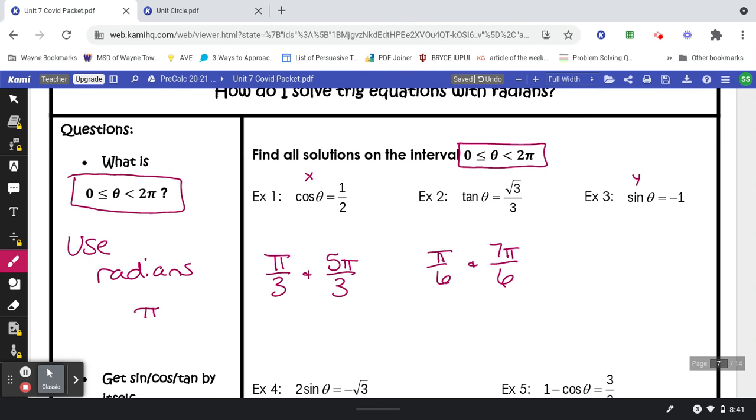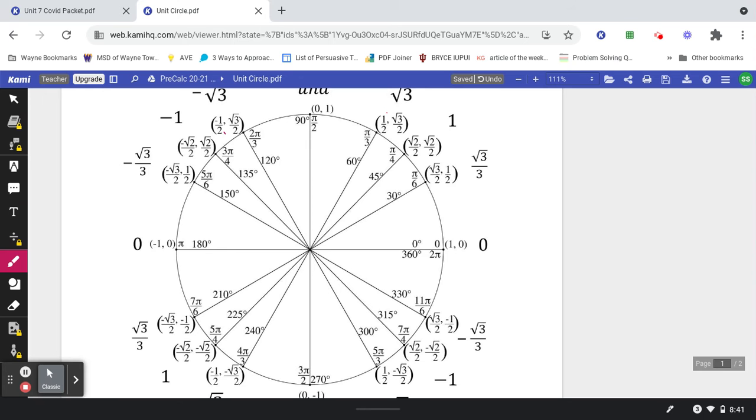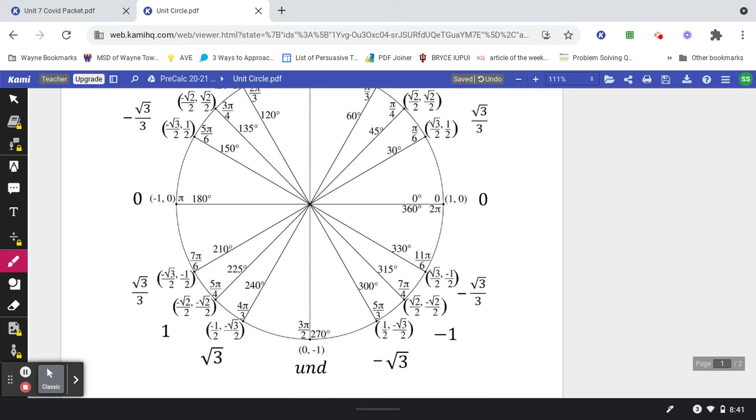Example number 3 is the y value, sine, where is y -1? So you look to your unit circle. Y is -1. That actually only happens one place around the unit circle, right down here. So you have just one answer of 3 pi over 2.